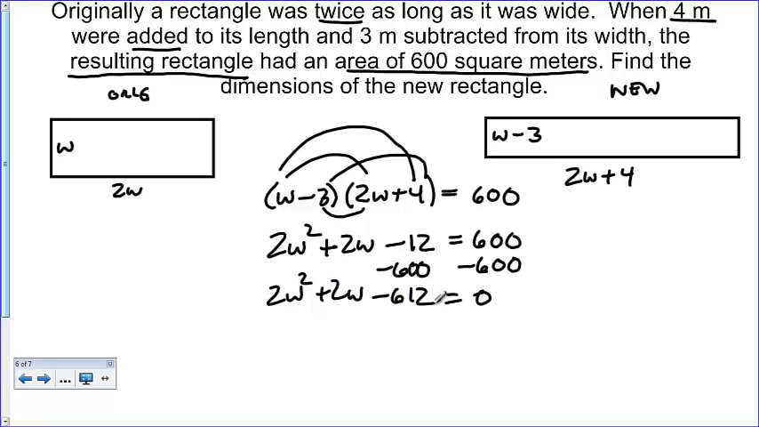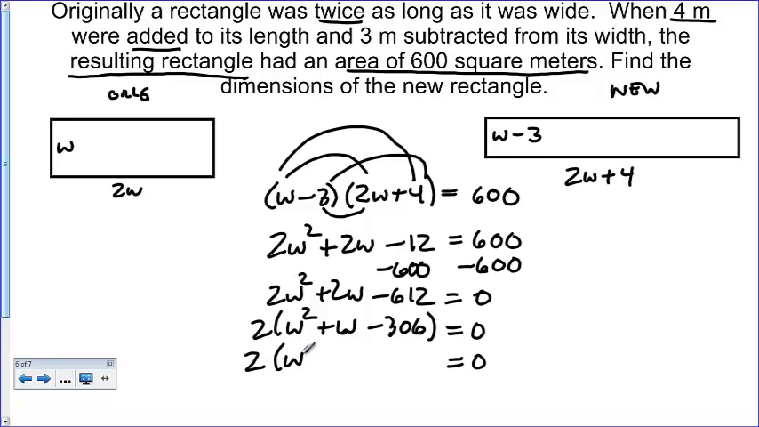Oh boy, big numbers. But to factor this, remember the top box of your flowchart says to take out the GCF, which in this case is 2. So we get w squared plus w minus 306. Still a bit daunting, 306, but luckily the w squared has a coefficient of 1 now, so you know the first terms in your binomials will both be w.